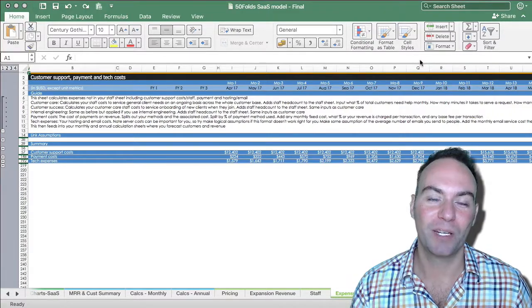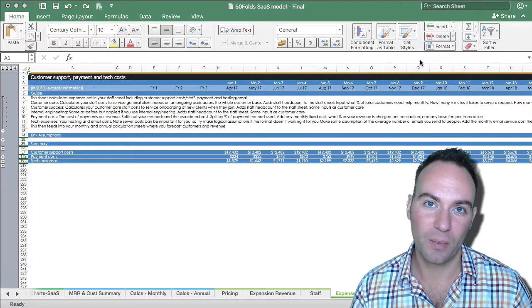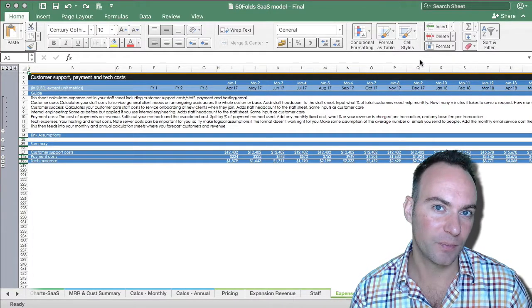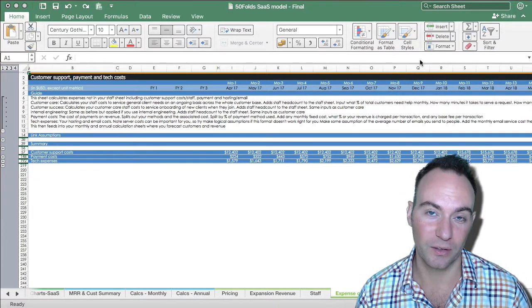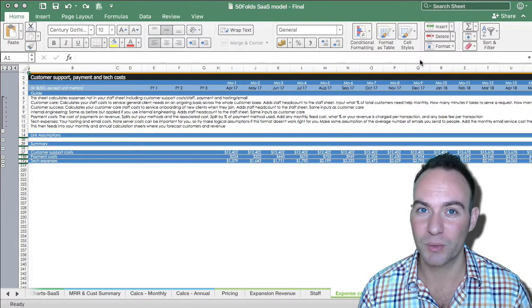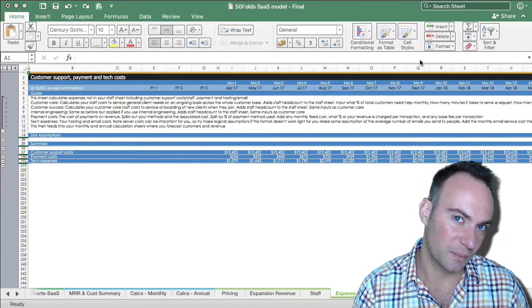Hey guys, we just went through the costs for your staff and the related costs. Some of the expenses which haven't been calculated were your support costs, your payment costs, and your tech costs. We're going to go through these now, and these are all items which will either feed into your staff cost or directly into your P&L sheets.